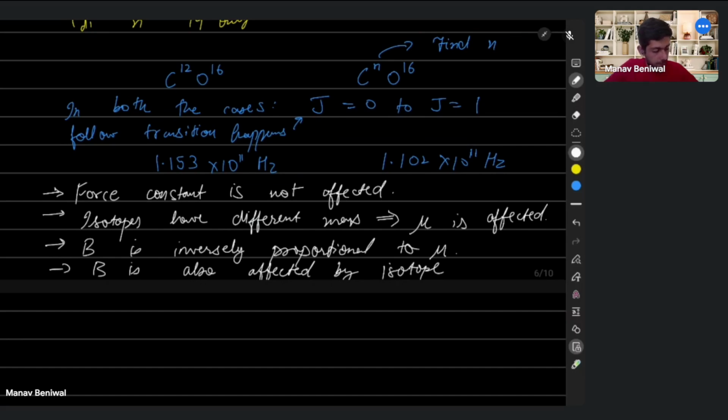So now let us first calculate mu. Mu for C12O16 will be 12 into 16 over 12 plus 16. So let me calculate.